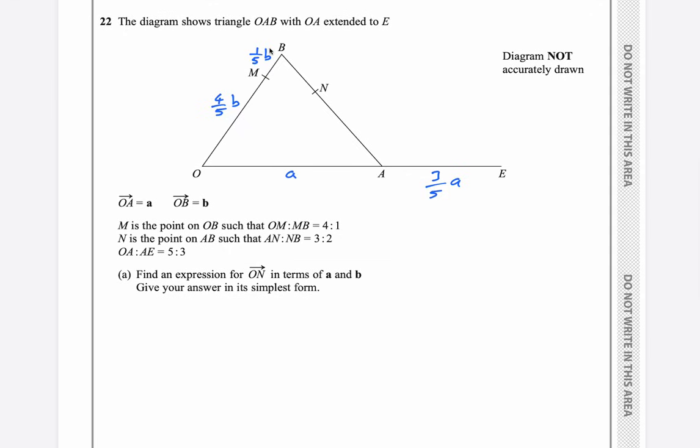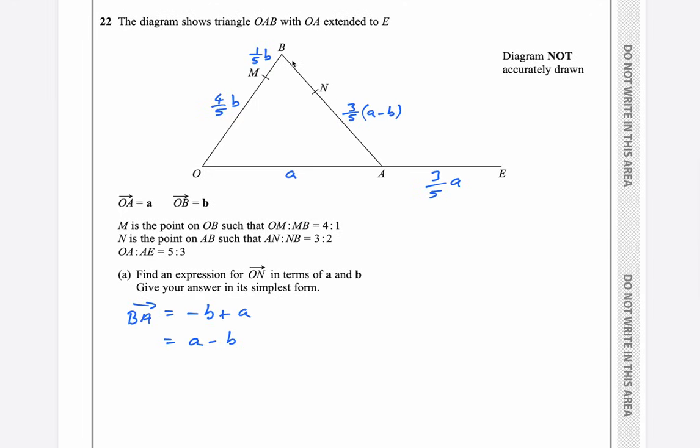So first thing, guys, I'm going to get is BA, and then I'll just do OB plus BA. That seems fairly straightforward. BA is equal to minus B plus A, which is A minus B. So BA is equal to A minus B. And now I can go and use this ratio that I was going to do. So this would be 3/5 of A minus B.